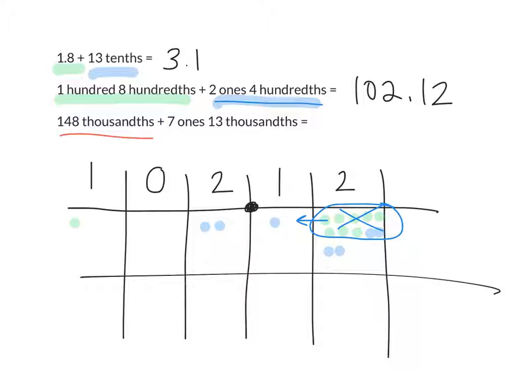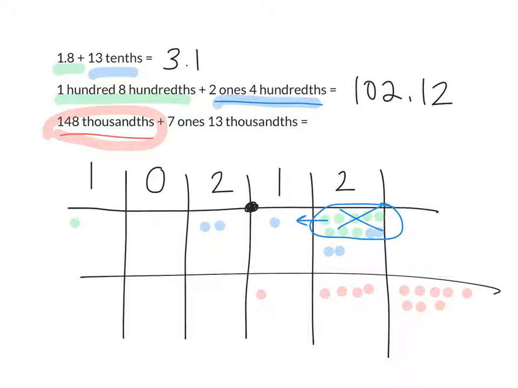So 100 thousandths is 1 tenth. We know that 40 thousandths is really 4 hundredths. So 1, 2, 3, 4. And 8 thousandths. 1, 2, 3, 4, 5, 6, 7, 8. Do you guys see how that represents 148 thousandths, based on what we know about place value? If we use our place value understanding, we don't have to sit here drawing 148 discs in the thousandths column, because we know that 100 thousandths is 1 tenth, 40 thousandths is 4 hundredths, and 8 thousandths is 8 thousandths.